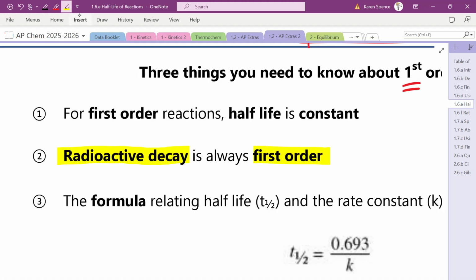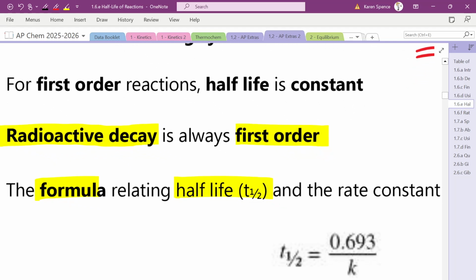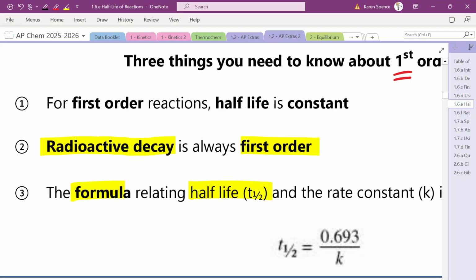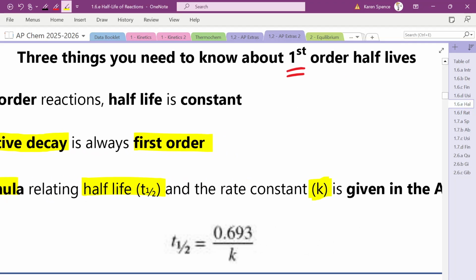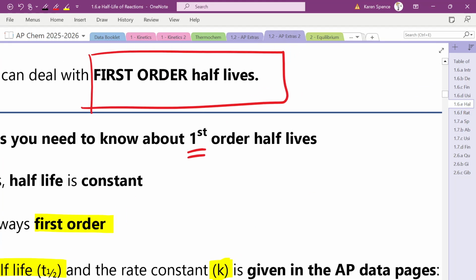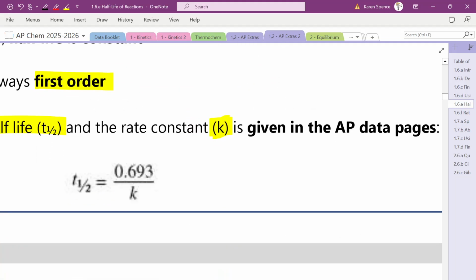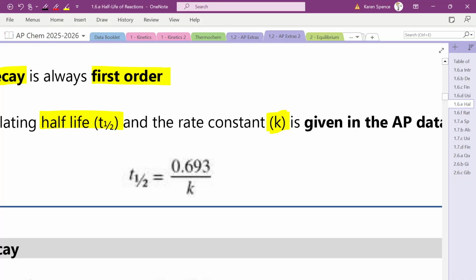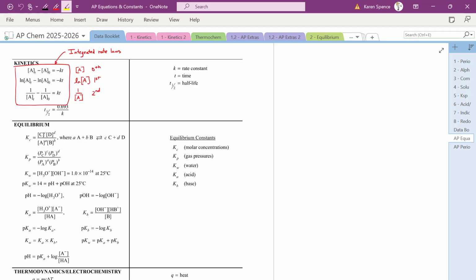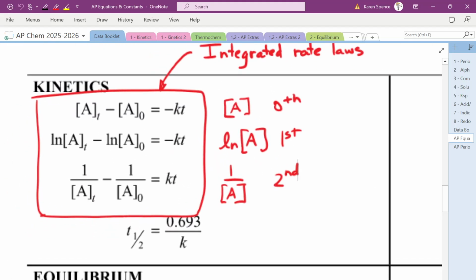And the formula that relates half-life, which we call T1 half, and the rate constant K is given in the AP data pages, and it is T1 half equals 0.693 over K. Let's go prove to ourselves that it is there. Oh, look, underneath our integrated rate laws, we have the half-life equation. First order half-life.